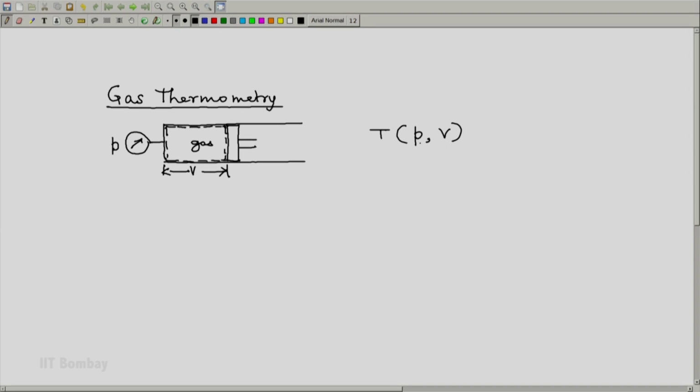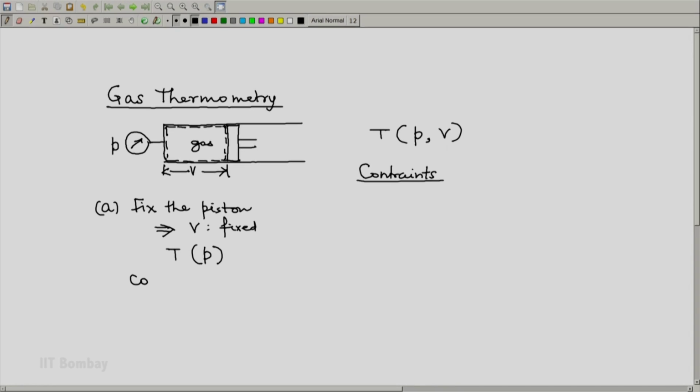Now the moment we have two properties defining temperature, things are going to become complex. So we constrain ourselves, set up some constraint. For example, option 1, we fix the piston at one place, in which case the volume cannot change, and for this fixed volume now we can say temperature can be defined as a function of pressure. This system or this scheme is known as a constant volume gas thermometer.